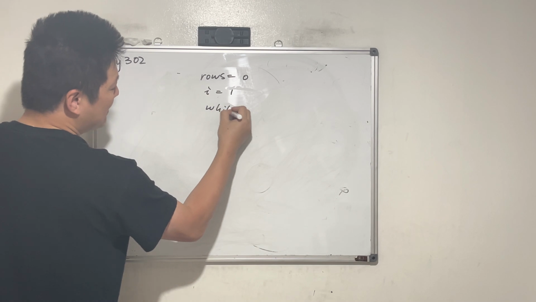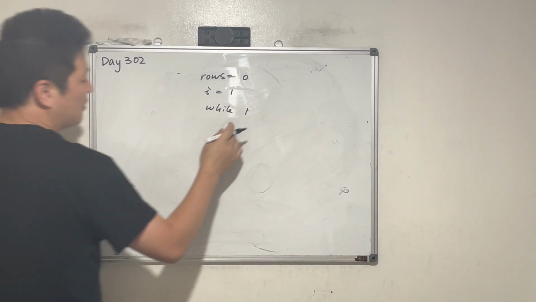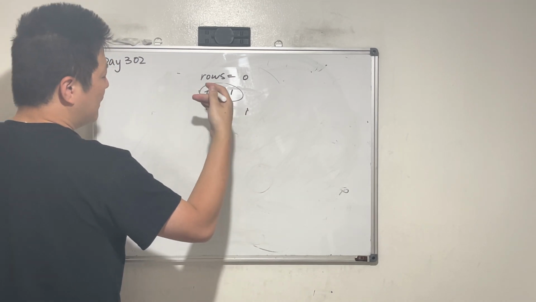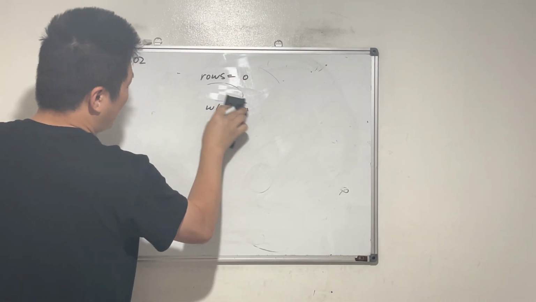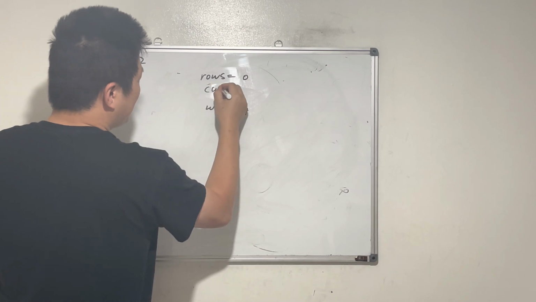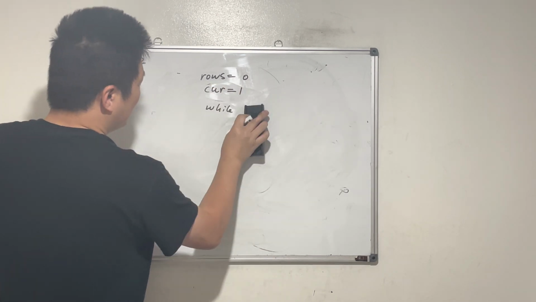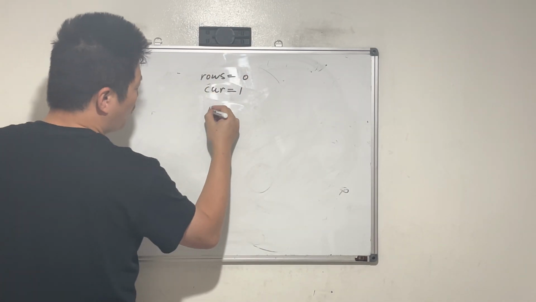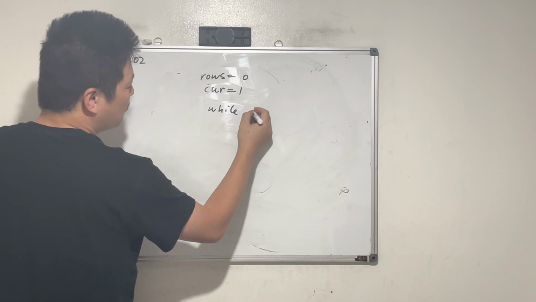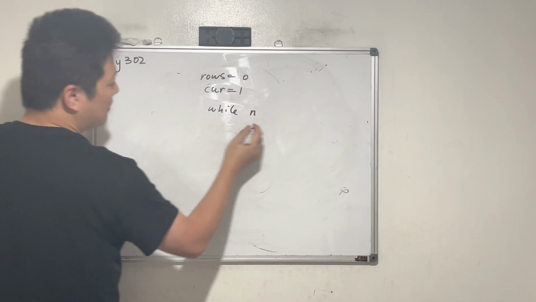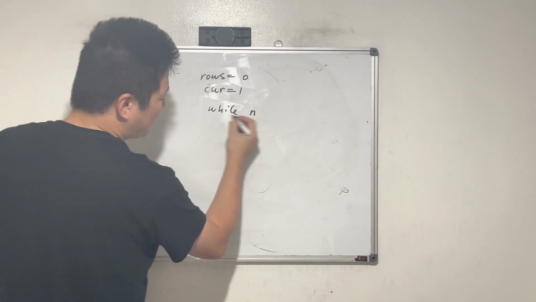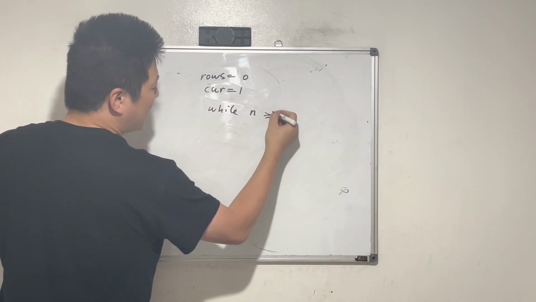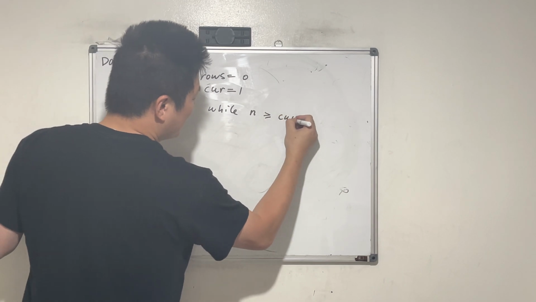So while i, this is the coins we are, maybe we name it as current. Current row equals 1. So look, why do we have the coins? Current row, why we have coins, why n is bigger than or equal to the current row, right?